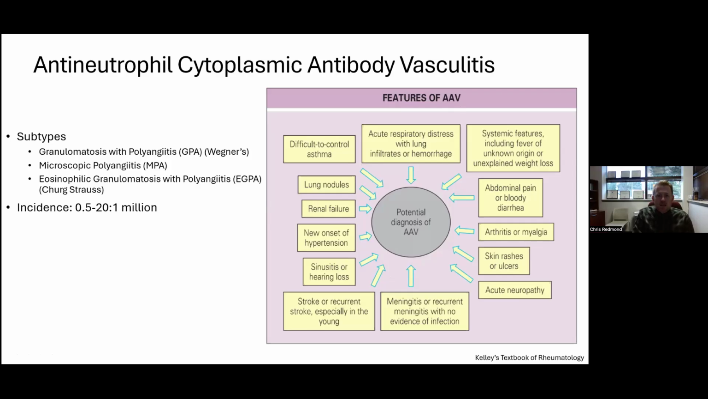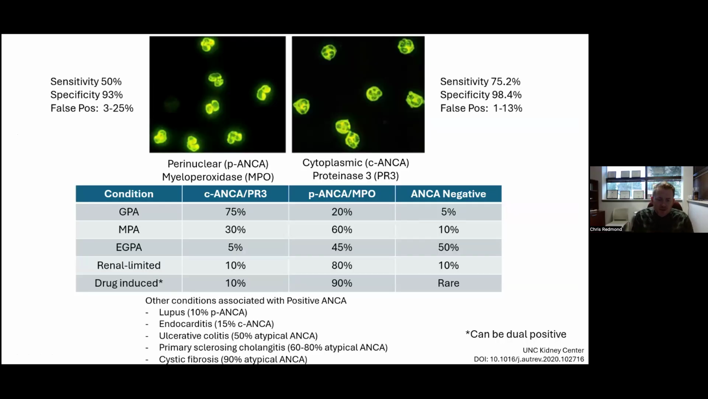What is ANCA? This is what ANCAs are. They're anti-neutrophil cytoplasmic antibodies, so antibodies against components in the cytoplasm of neutrophils. Two major groups are perinuclear and cytoplasmic. Perinuclear, you can see here, the staining is just around the nucleus. Cytoplasmic, you have a more diffuse staining. So that's how you identify P-ANCA or C-ANCA positivity.